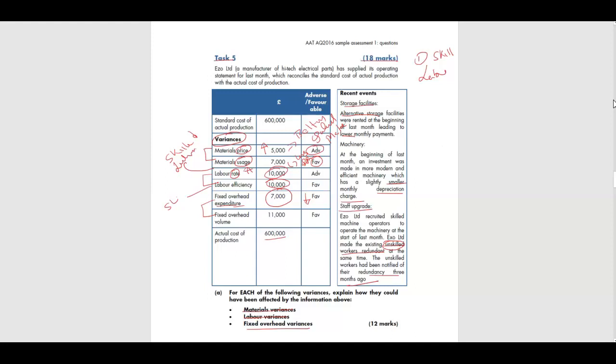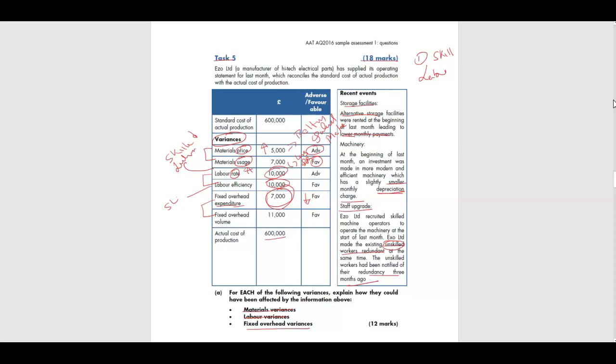The next point we have here, that is fixed overhead expenditure 7,000 favorable. This is clearly because the depreciation is lower, and of course that will bring us a lower payment, and that brings us 7,000 favorable for the expenditure variance. So we can say 7,000 because of the reduction of the depreciation charge of the new machinery.